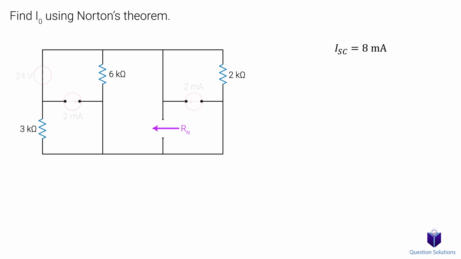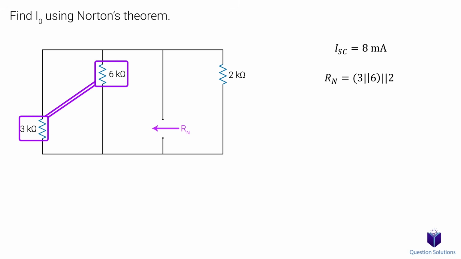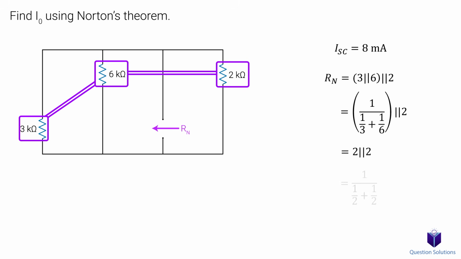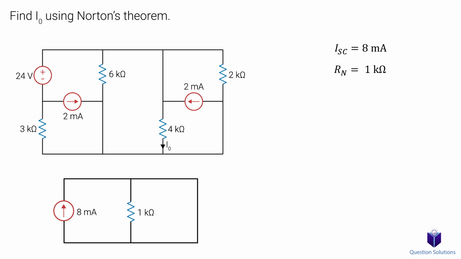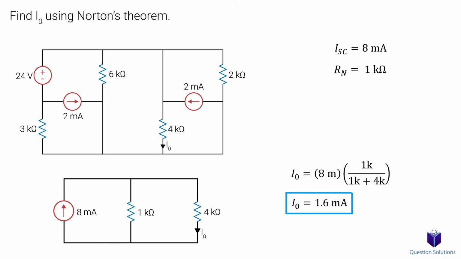So let's remove all of our sources and let's remove the extra wires as well. Looking into the circuit, we can see that these two resistors are parallel to each other, and the combination of that is again parallel to the 2k ohm resistor. We get an Rn of 1 kilo ohm. Now we can draw our Norton equivalent circuit. We have our current source, and then our Norton equivalent resistance, and lastly the load we can place here. Now we can figure out I0 using current division. We get 1.6 milliamps, and that's our answer.